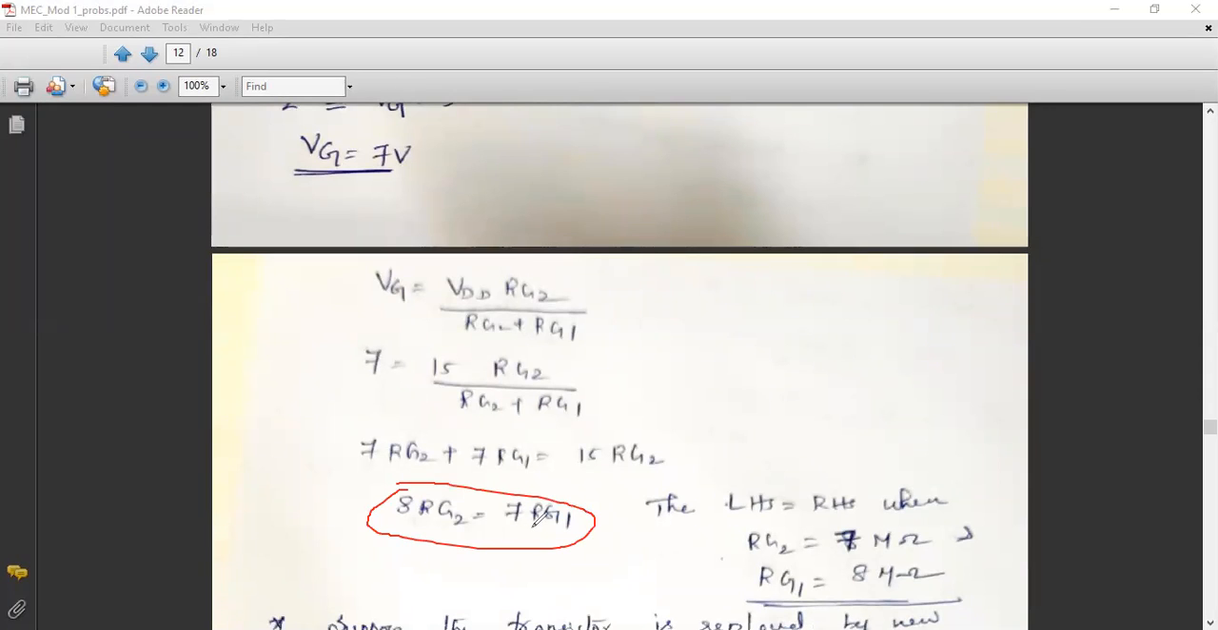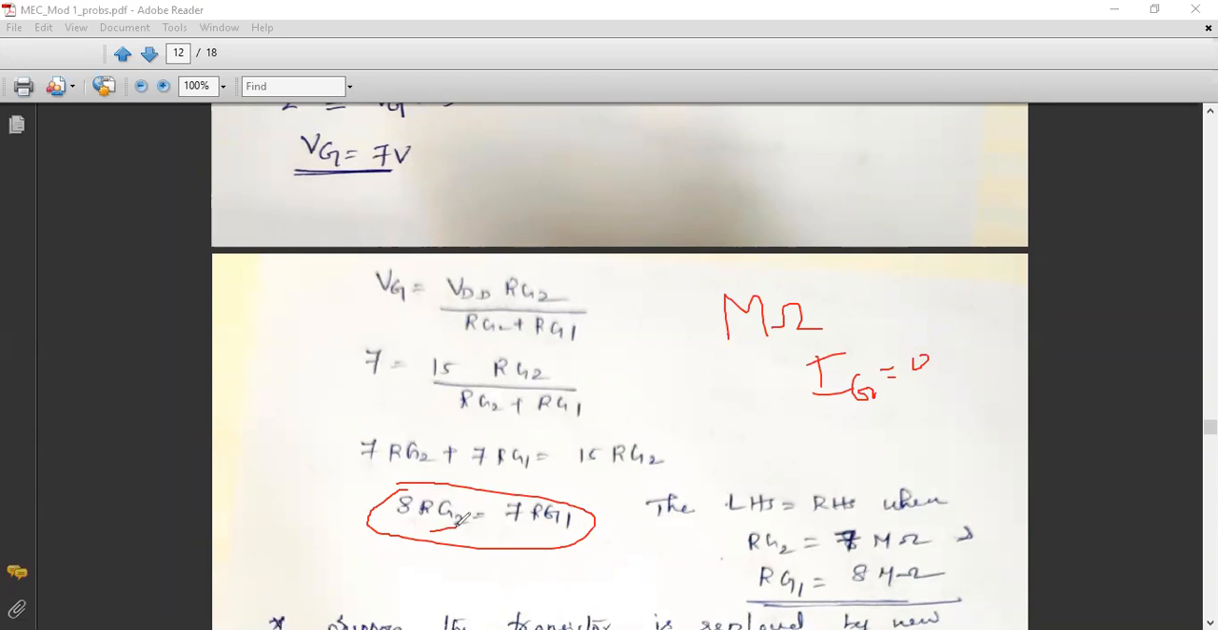Now you have to take appropriate values of RG1 and RG2 so that the LHS and RHS of this equation are equal to each other. But you know the values of RG1 and RG2 will be in mega ohms. Why? Because you need to maintain zero current towards the gate terminal. So all of you choose convenient values of RG1 and RG2 in mega ohms, not in kilo ohms or ohms. Okay.